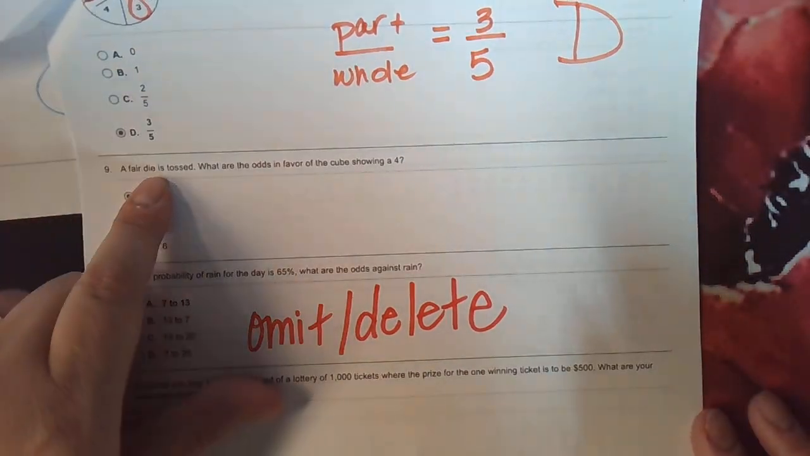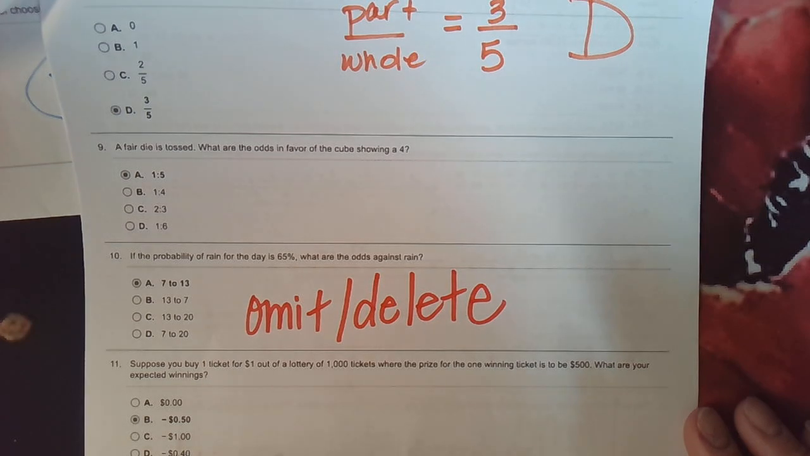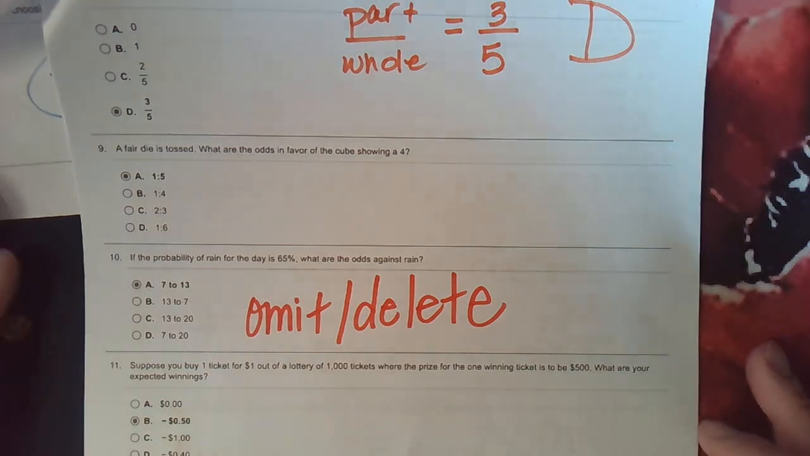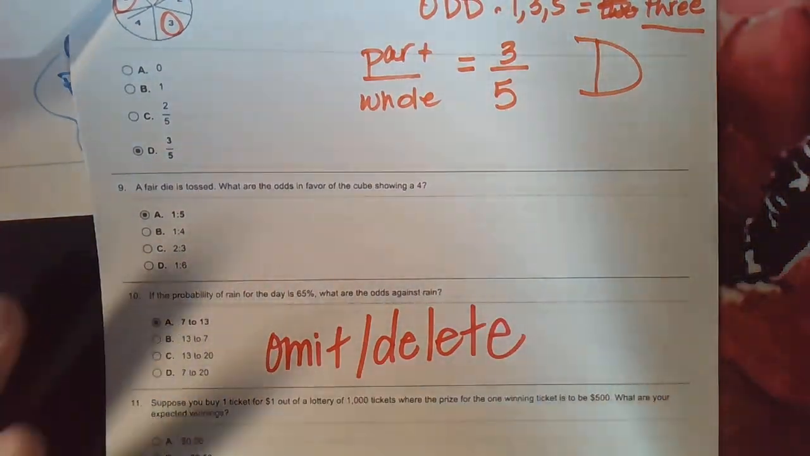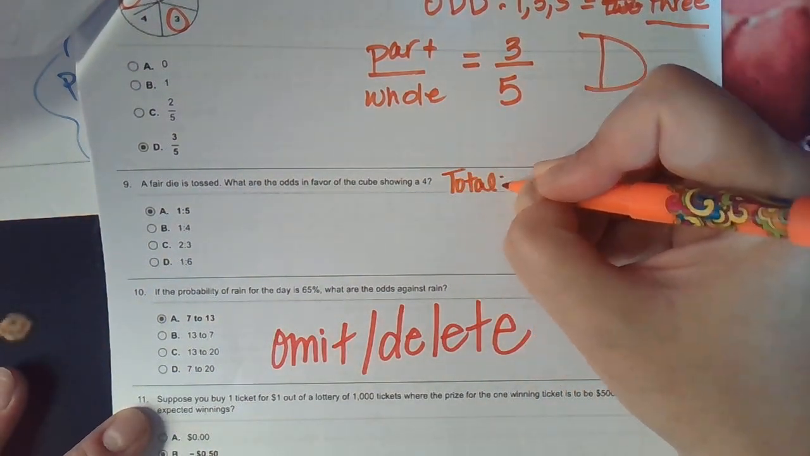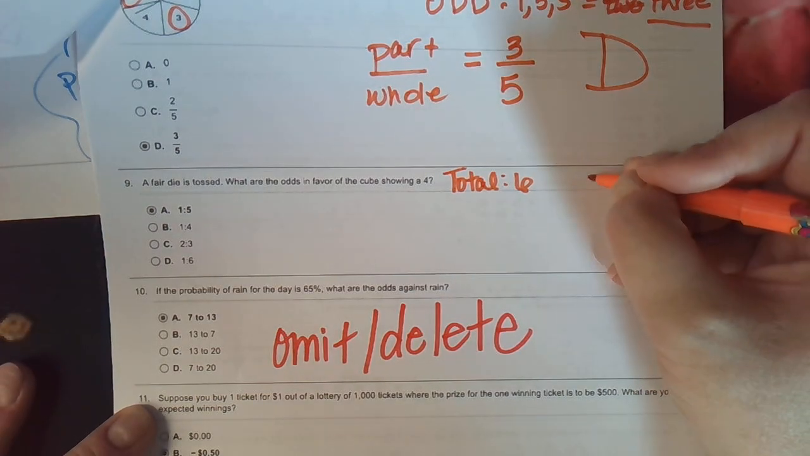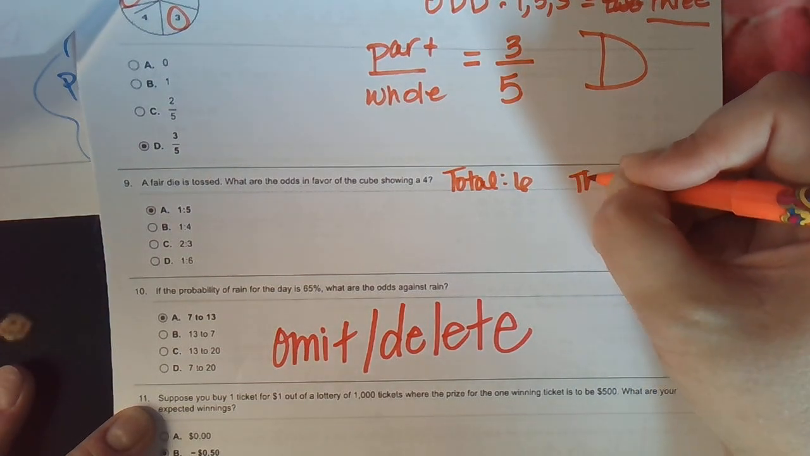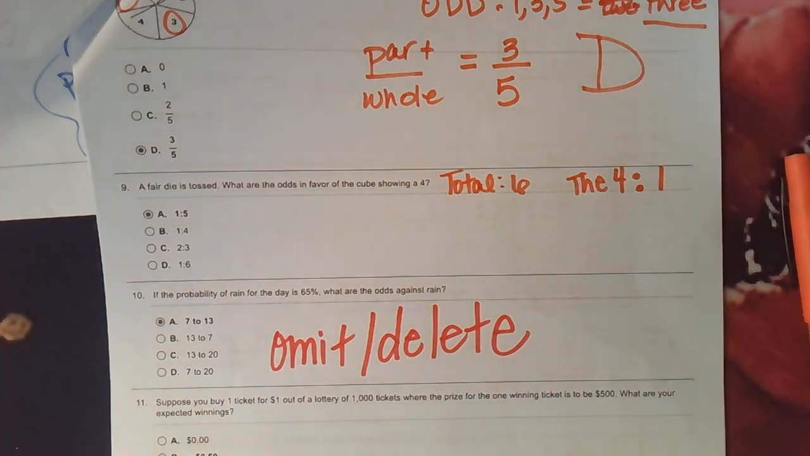Okay, let's look at the next one. It says a fair die is tossed. That's a dice. What are the odds in favor of the cube showing a 4? Okay, so there's 6 total options on a cube. If I'm looking for the 4, that's just one option.